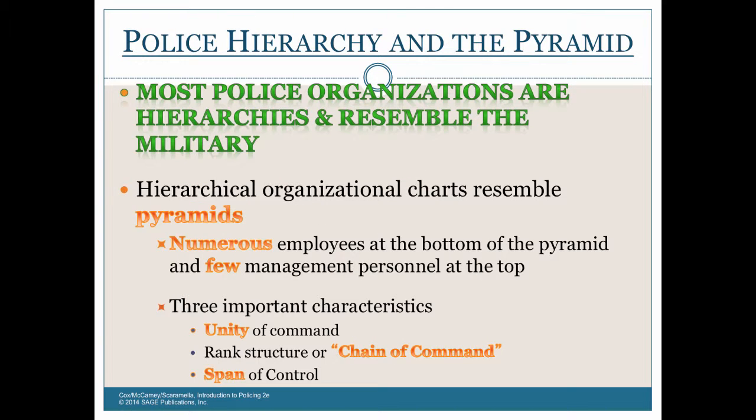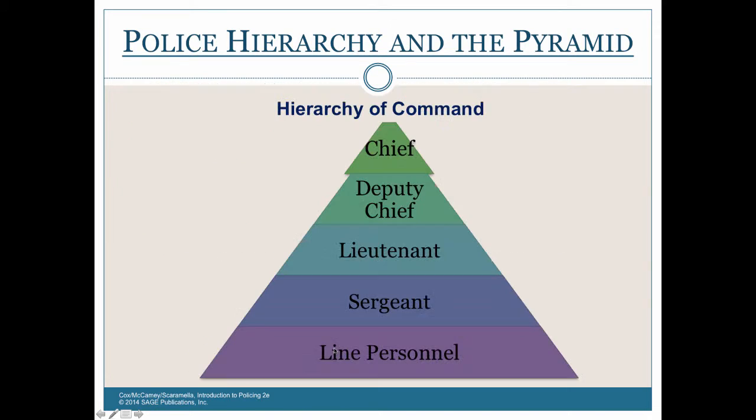All right. Most police organizations are hierarchies and resemble the military. It's kind of like a pyramid, and I'm going to show you in the next PowerPoint slide. You're going to see how it's like a pyramid. But there's a lot of employees at the bottom, which are mainly your patrol officers, and fewer at the top. And 3 things that are important characteristics of these are unity of command, your rank structure or chain of command, and your span of control.